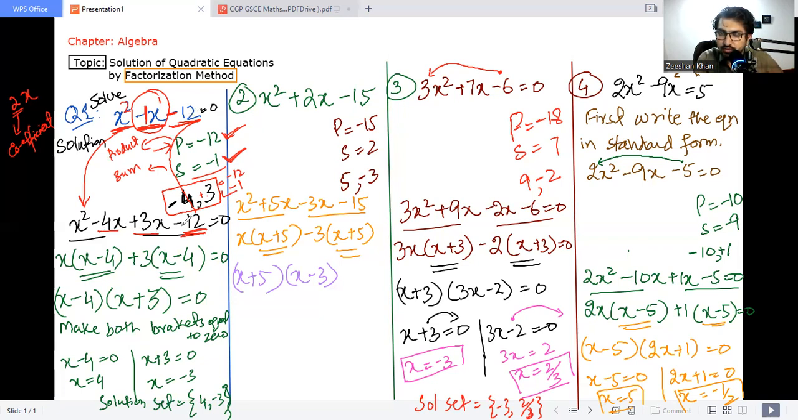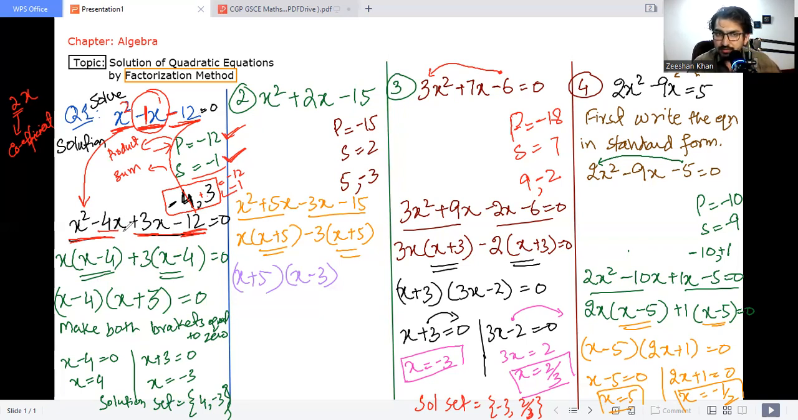And -12 is in its own place, and x square is also in its own place. Now the next step is we will take common from the first two terms and we will take common from the last two terms. We have studied this taking common as well in one of the lessons.